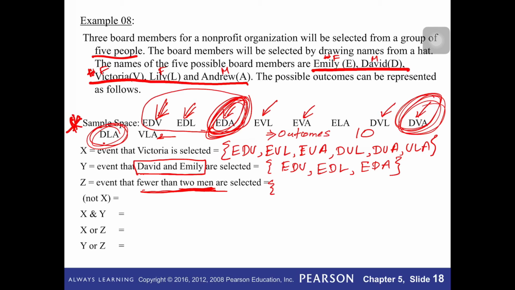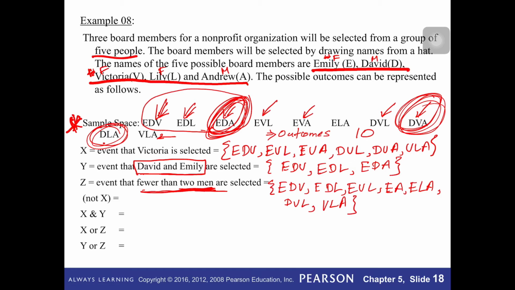Write down your space. What are they? EDV, EDL, and EVL, EVA, ELA. I need more room. ELA, yes, DVL, then VLA. So this is the event that fewer than two men are selected. Clear?